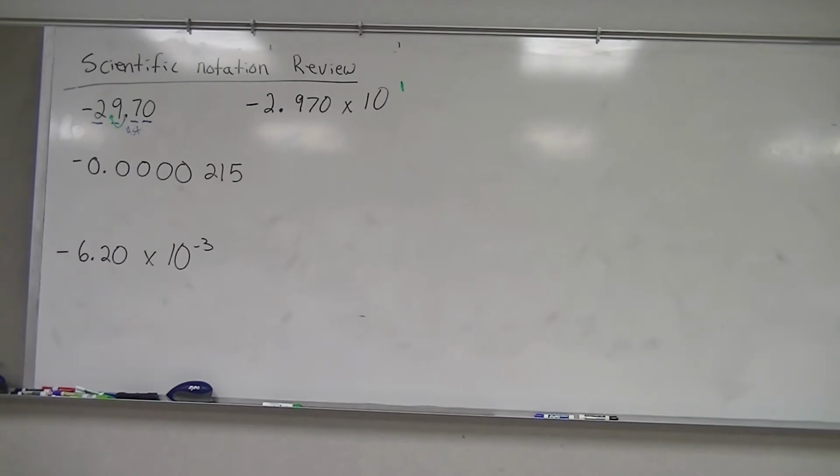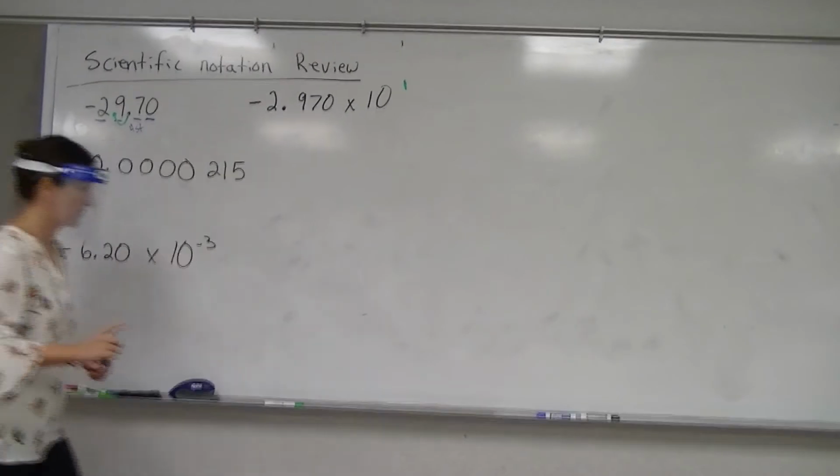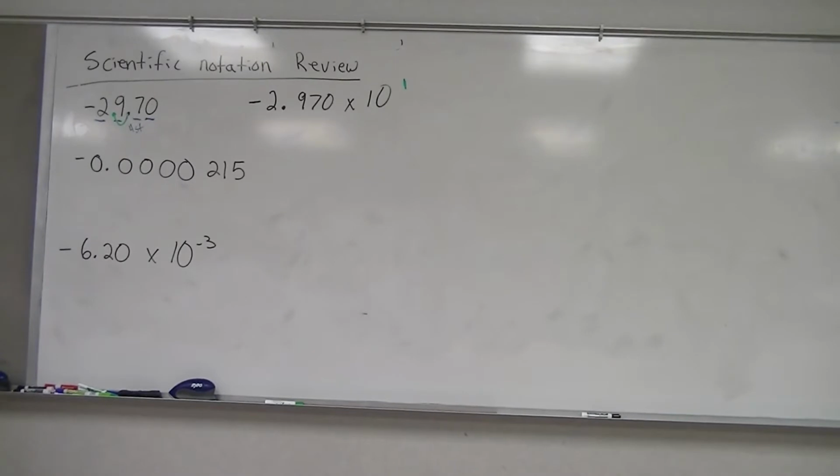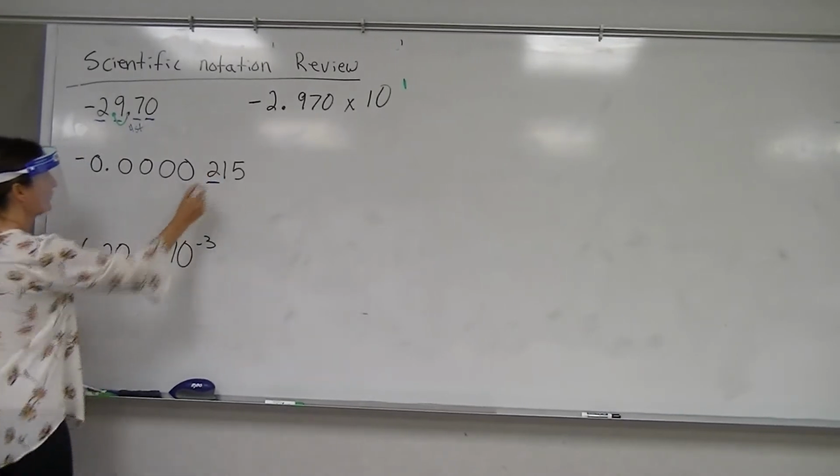All right, so let's try the next one. First, we're going to count the significant figures. So, where do we start counting? It's the 2, the first number. Yeah, you can't start counting until way over here at the 2.